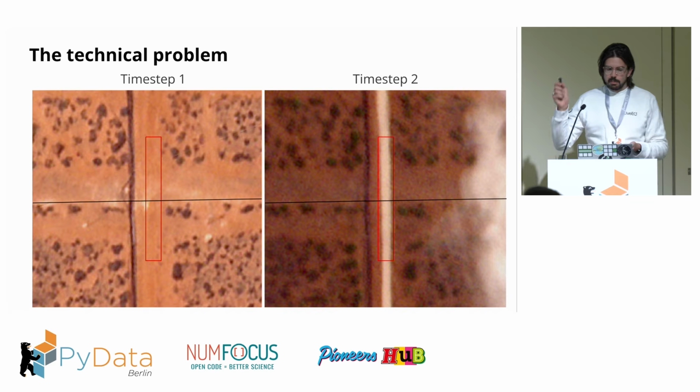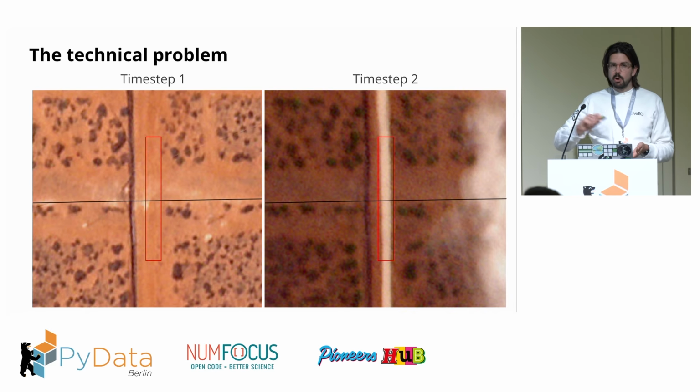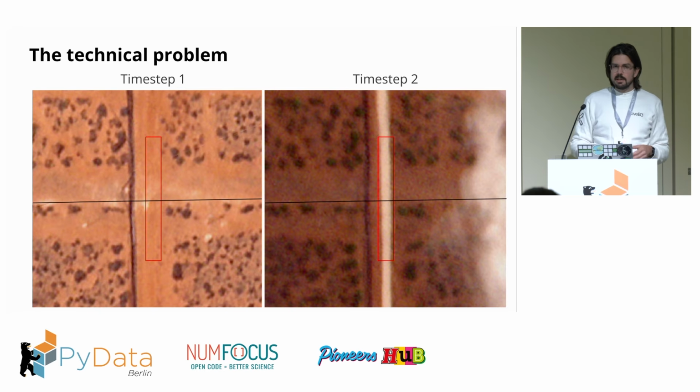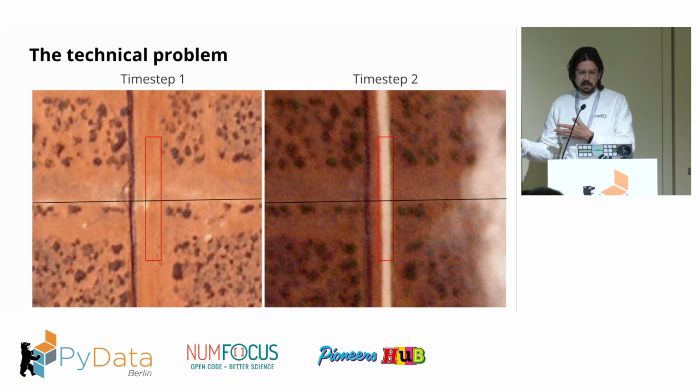Another example is here, where someone has created a road between the first time step and the second time step, and this is a fairly obvious change. You can easily see that the road isn't there in the previous one, the road is there in the next one, or at least the surface of the road has changed.